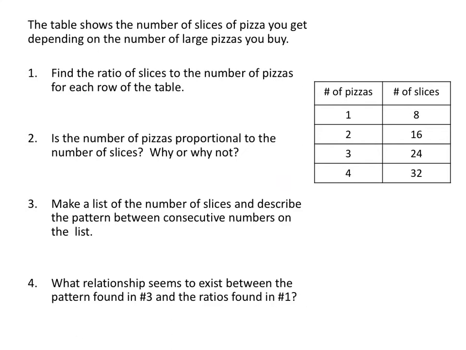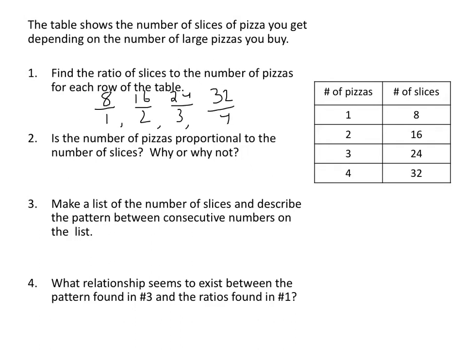So we want to find the ratio of slices to the number of pizzas for each row of the table below. So if you notice, we're doing slices to pizza. So we have 8 slices for one pizza, 16 slices for 2, 24 for 3, and 32 for 4.